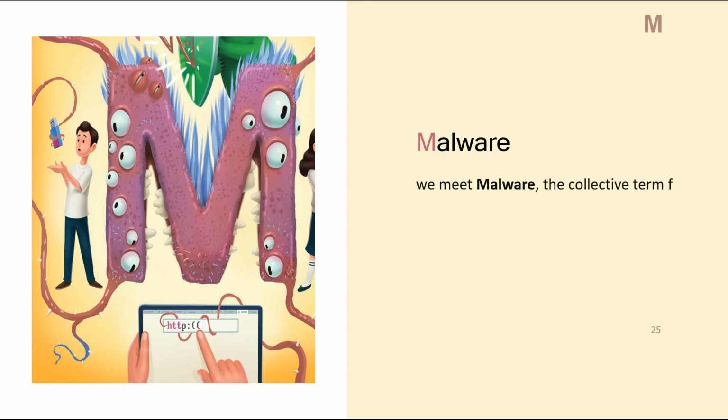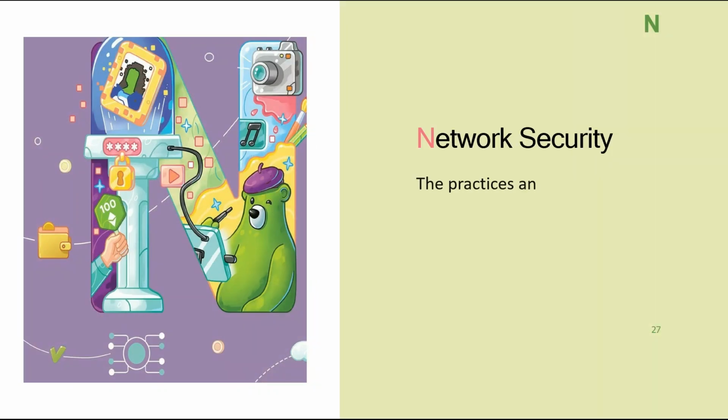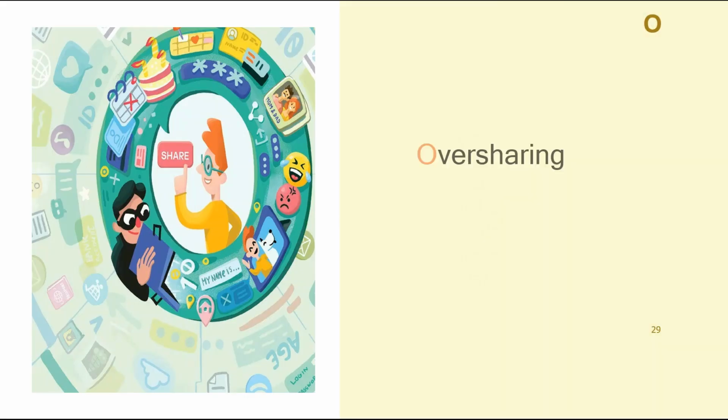Malware is a kind of bad software that can perform various bad things on your system, like stealing credentials or remotely controlling your device. So stay secure from malware. Next is network security, which is a technique to secure our network so no one can breach our security. Next is oversharing. What is oversharing?